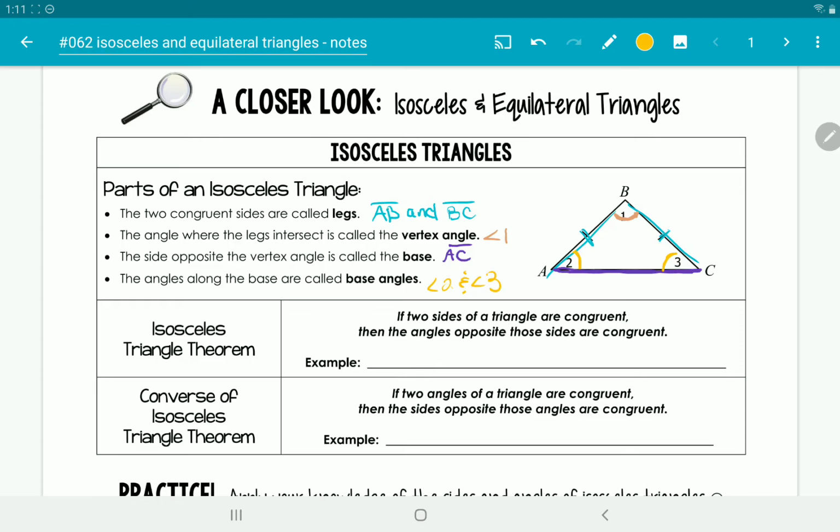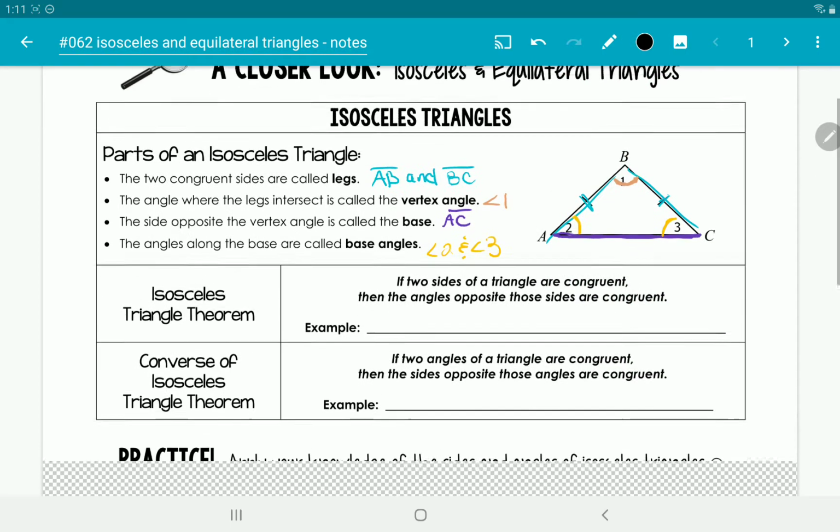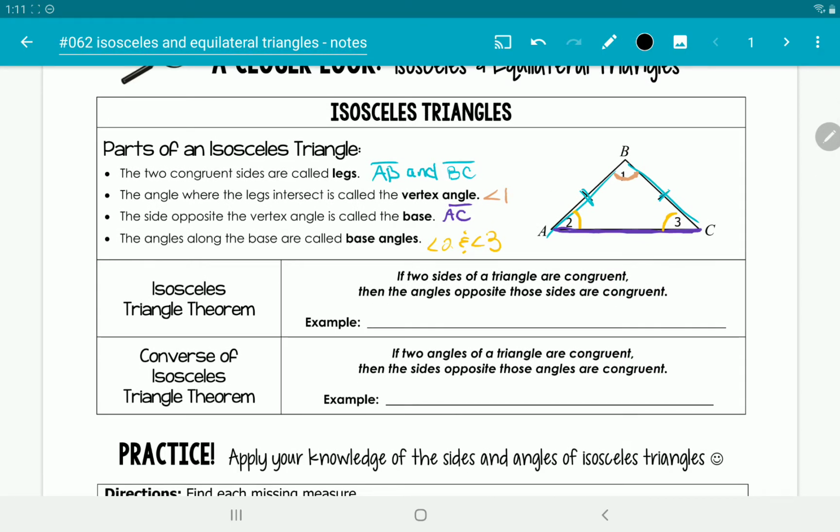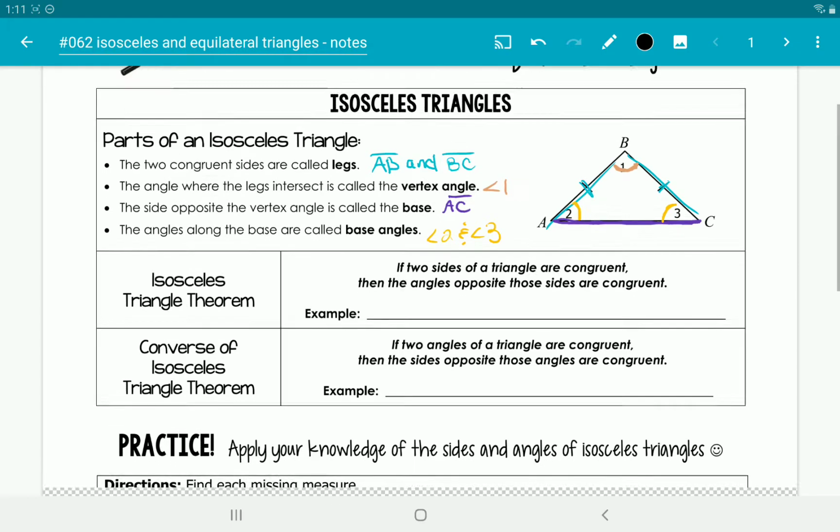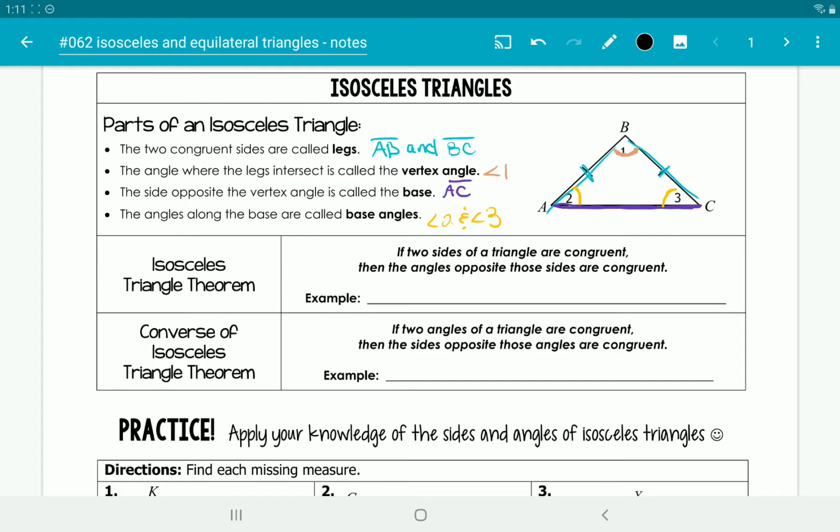Okay, so now that we know the different parts of an isosceles triangle, we have a couple new theorems that we can use to solve for different parts of the triangle. The first one is the isosceles triangle theorem, and it says that if two sides of a triangle are congruent, then the angles opposite those sides are congruent. Or, an easier way to explain it: if a triangle has two equal sides, so if you have an isosceles triangle, then the base angles are the same. They're congruent to one another.